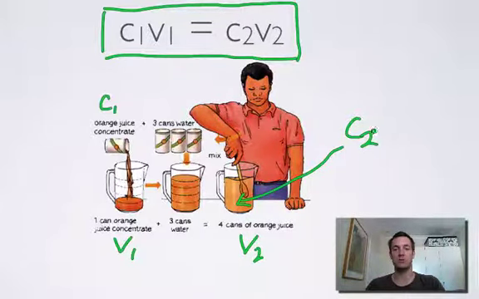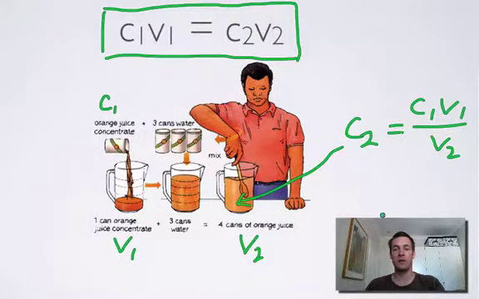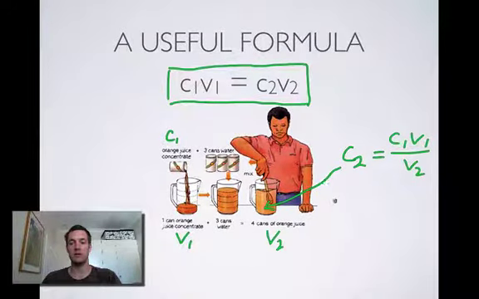That's our new concentration. Now, we should be able to rearrange this formula to find C2, so C2 equals C1V1 over V2. I've just divided both sides by V2. I don't know what C1 is in this particular problem, but I can put some numbers in: V1, which is 1 can, divided by V2, which is 4 cans. That should be multiplied by a sign, shouldn't it? Right, so C2 equals C1 times a quarter. So in other words, our new concentration is a quarter of our original concentration.